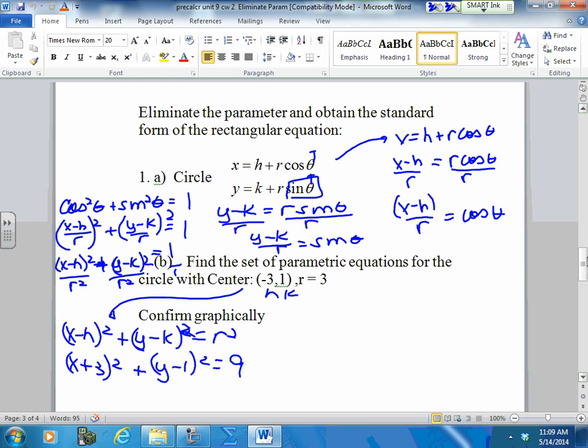So if you map this out, your center is -3, 1, and you went all the way around and did this, and you did those two parametrics by plugging this in, plugged in an r of 3, you would get your parametric of your circle. Remember, it's only the parametric that will graph the circle. It's not your rectangular one.